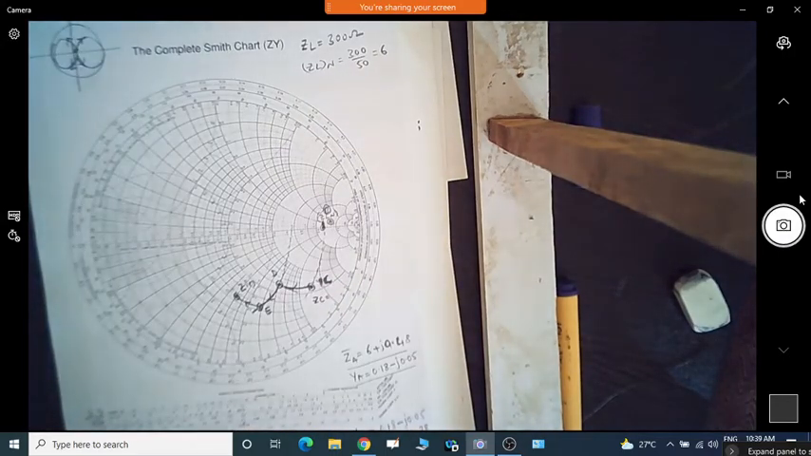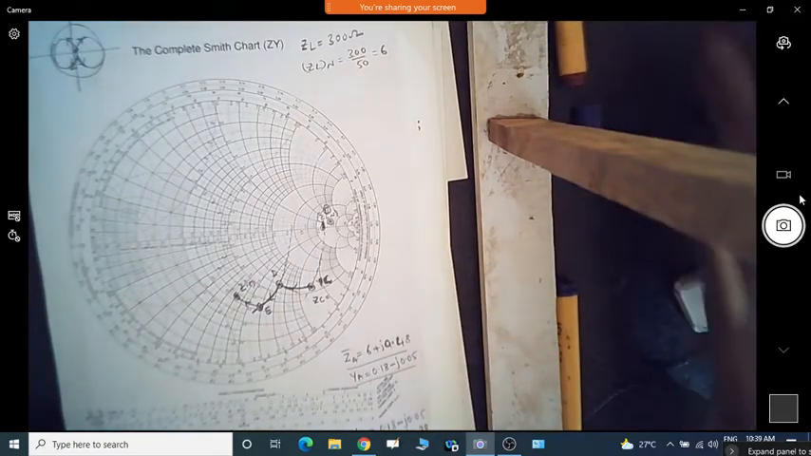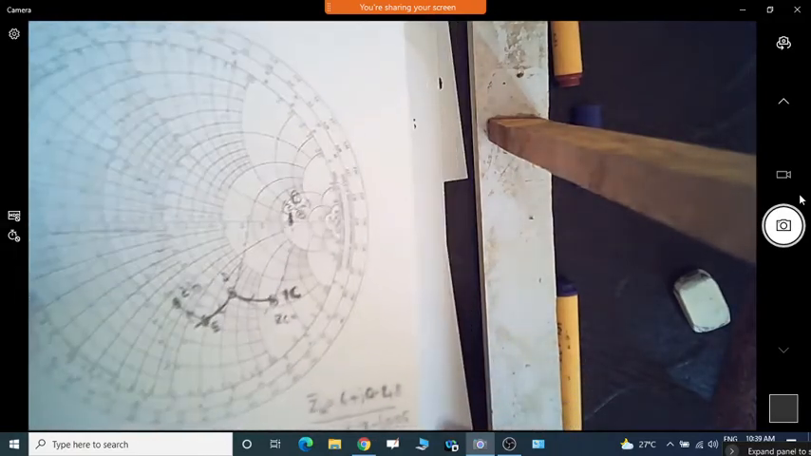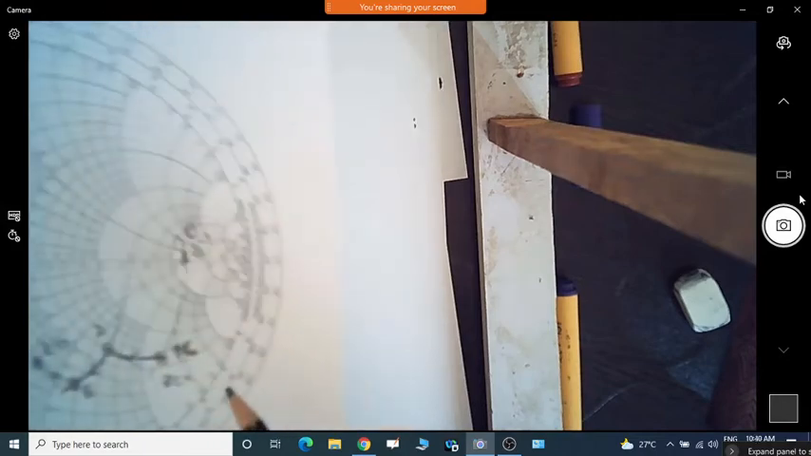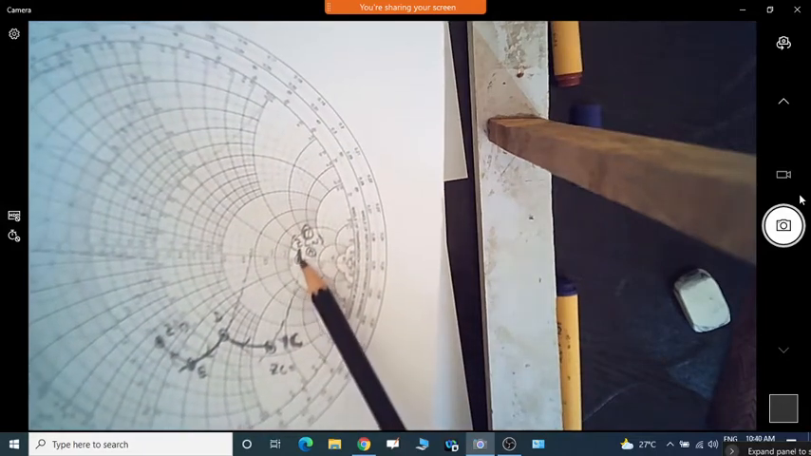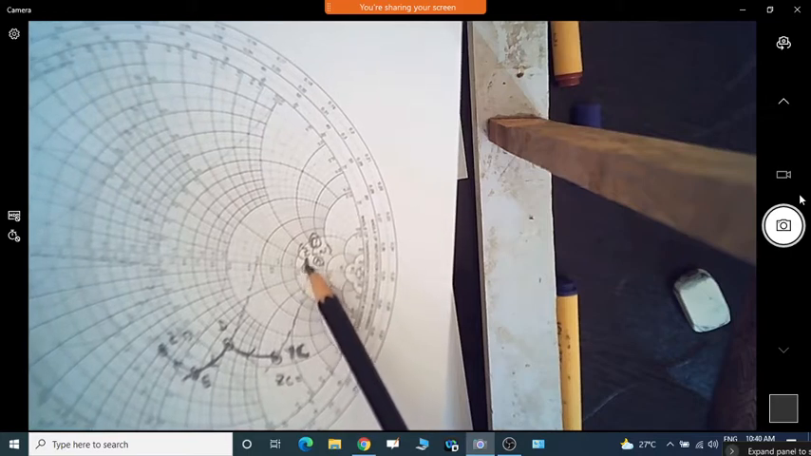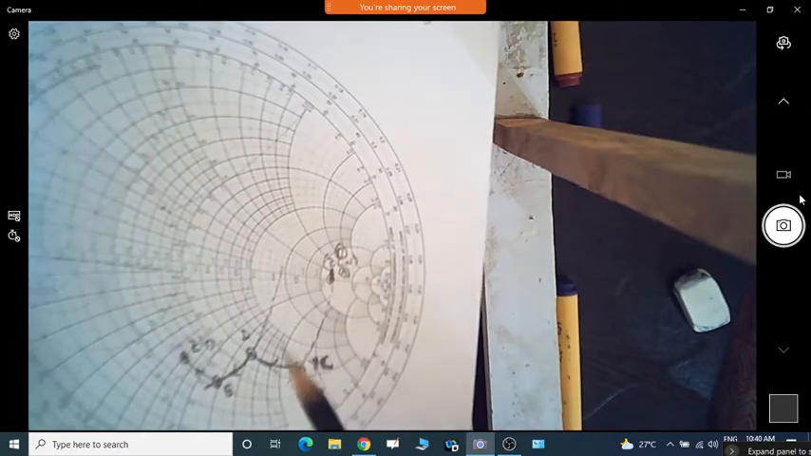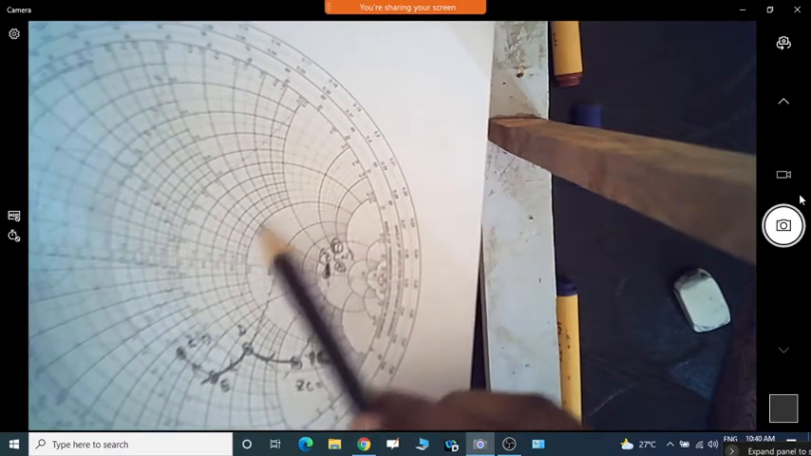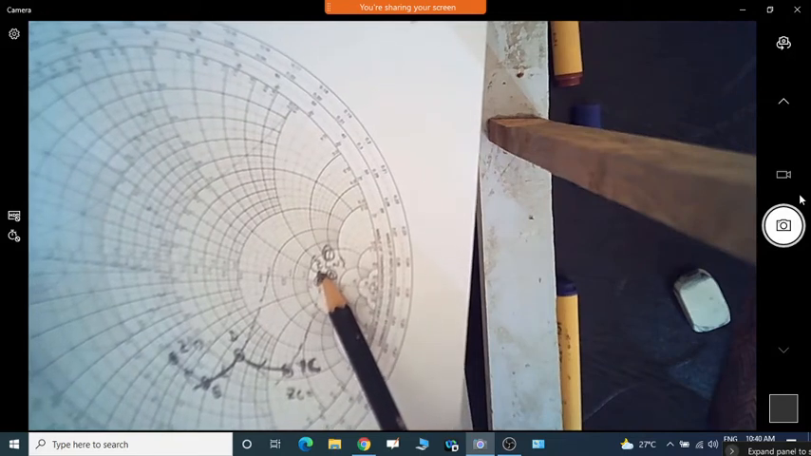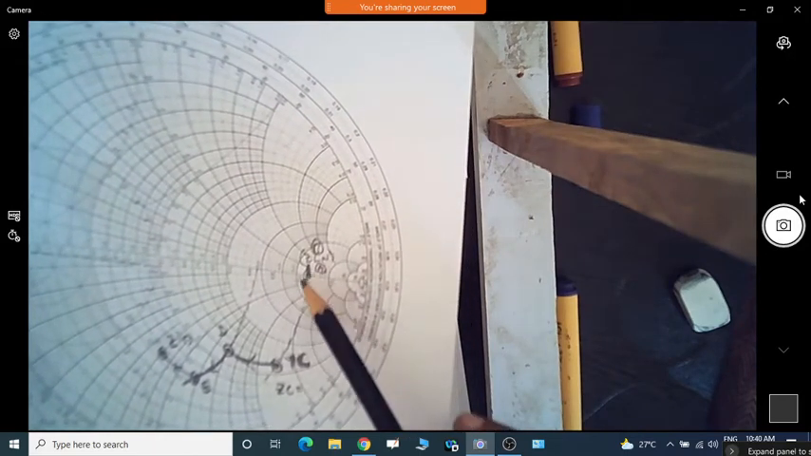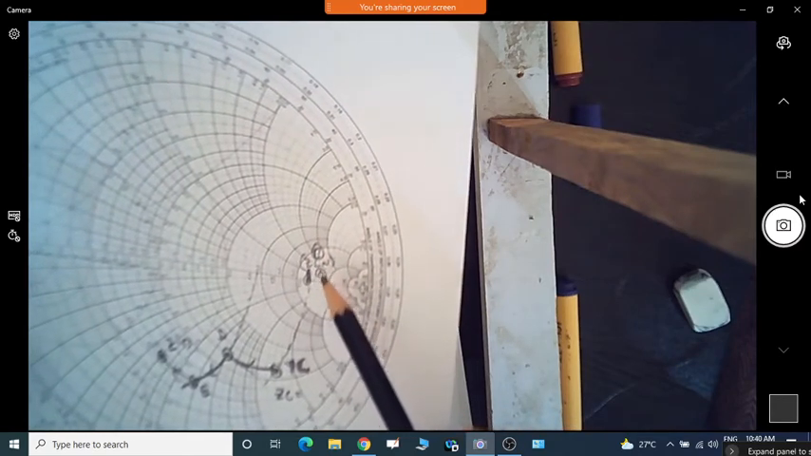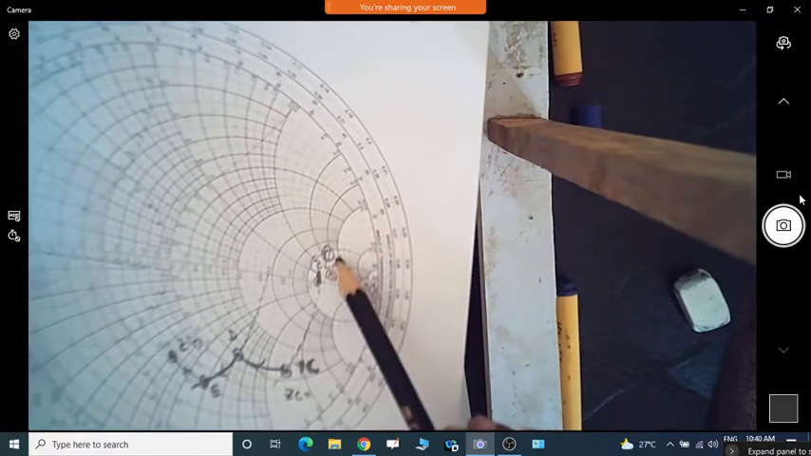Okay, so is it understood or not? Any doubt on any point? Okay, so now I'll explain once again. We have the load value here. First we need to add the series reactance of the inductor. So we are moving on the constant resistance circle upwards, by a little bit small value, 0.48, and finding out the point B, where we will have 6 plus j 0.48 at point B.